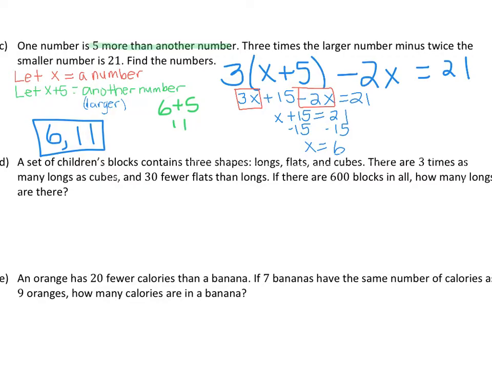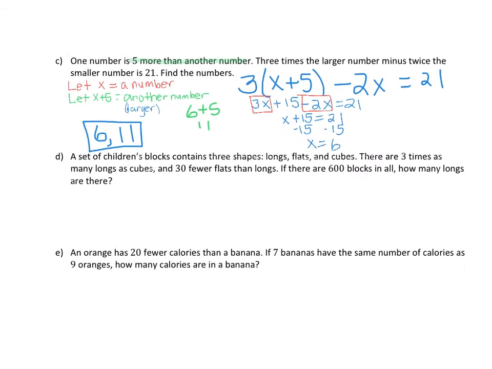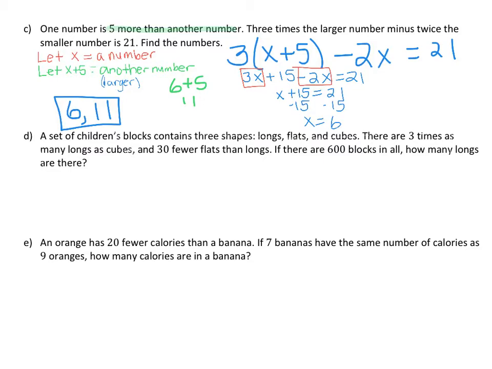Let's go ahead and move right along to letter D. A set of children's blocks contains 3 shapes: longs, flats, and cubes. There are 3 times as many longs as cubes and 30 fewer flats than longs. If there are 600 blocks in all, how many longs are there? So this one can be a little bit confusing just with the wording.